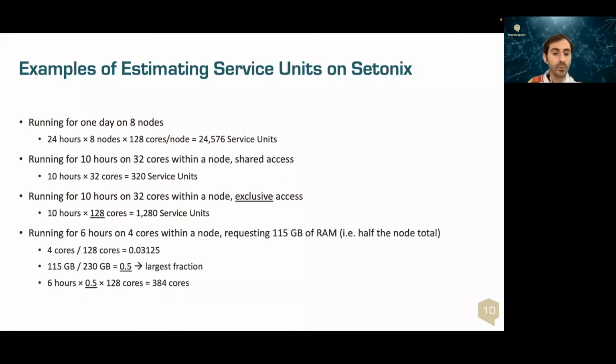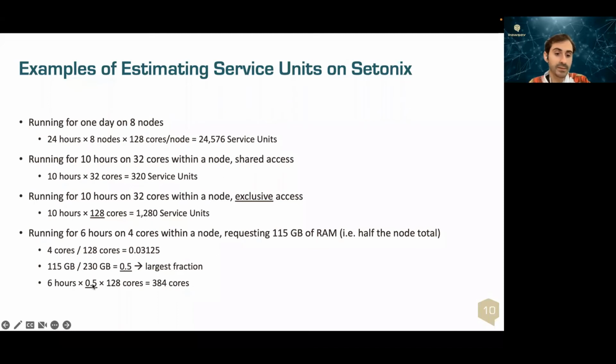And finally, an example where we're requesting 6 hours on 4 cores within a node, but we also have an explicit request of RAM of about 100 gigs, which is half the total RAM of the node. Here it's a good idea to compute the two fractions of cores and RAM and see which one is larger. 4 cores over 128 total is 0.03. Half of the RAM of the node is 0.5. So the largest fraction here is the RAM.